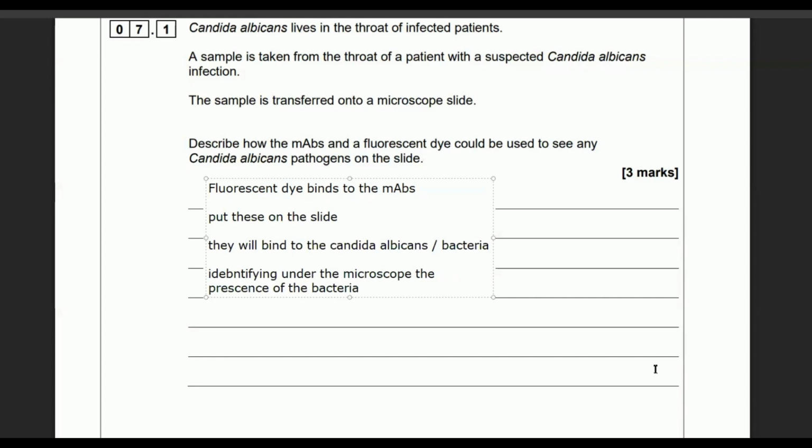So yeah, you would actually wash it afterwards. So you would add the dye and the MABs to the slide. The MABs and the dye are already bound together, like glued together. If the MABs join to the bacteria, then when you wash the slide, they will still be there and they will show up under the microscope. Okay, that's all long Maximus. Very difficult question that, so don't punch yourself in the face if you didn't get any of that right.